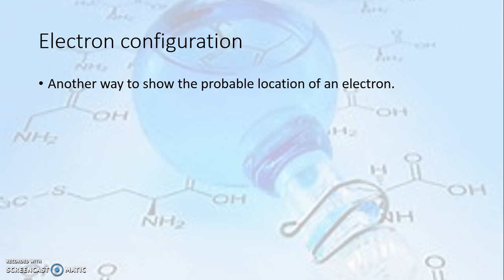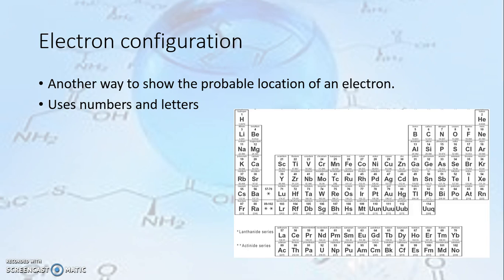All right, and then electron configuration. So electron configuration is just another way to show the probable location of an electron in an atom. Right? It uses numbers and letters, so you actually have numbers and letters in here, not just numbers. And it's based off of the periodic table.